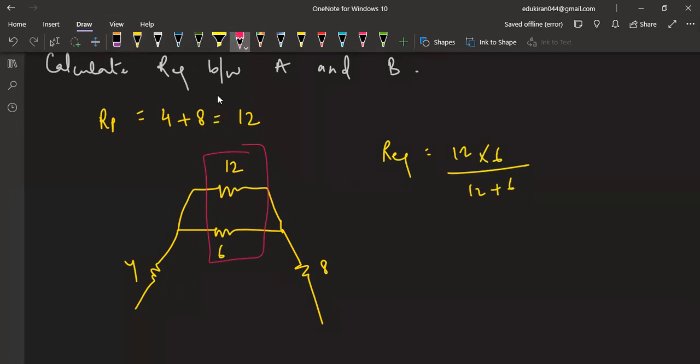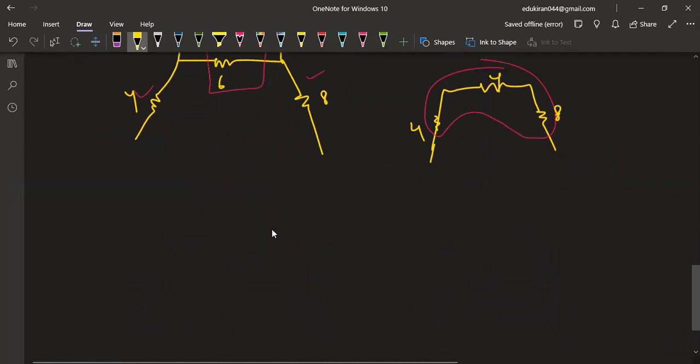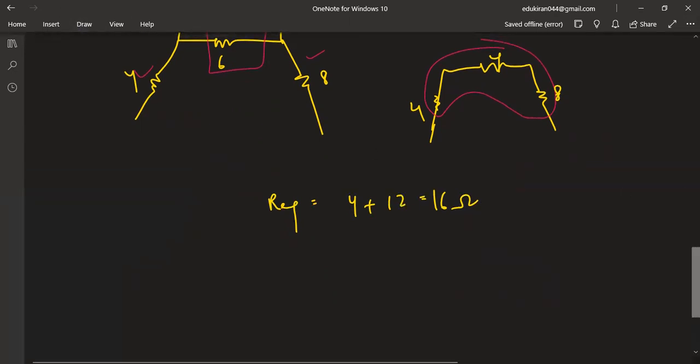And their resultant is in series with these two, where all three are in series. So you will just add plus 8 plus 4. So this becomes 12, and this is 4. So it's like 4, 4, 8 connected. So our equivalent will become 4 plus 12, that is 16. Note it down, class.